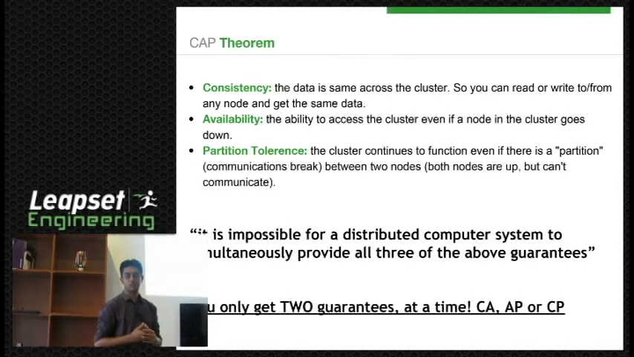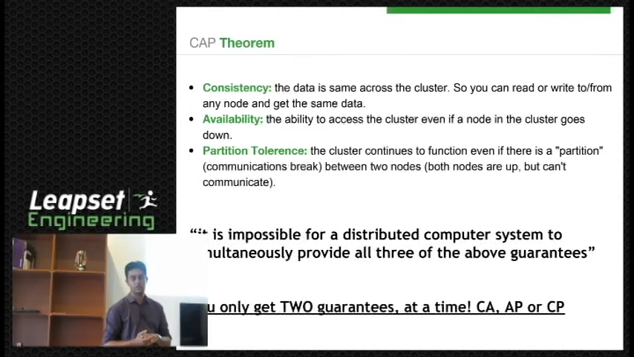CouchDB, in your view, to which category does it belong? CA, AP or CP? Does CouchDB have consistency? It's called eventual consistency. It's not consistent, right? That means you get availability and partition tolerance. So likewise, you have to pick and choose these technologies. You have to evaluate the features of these databases, right?